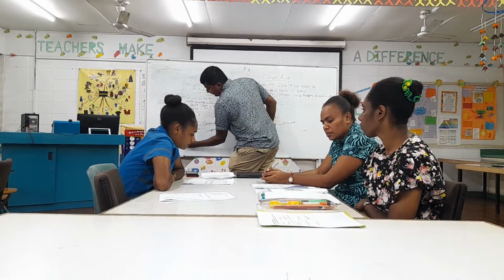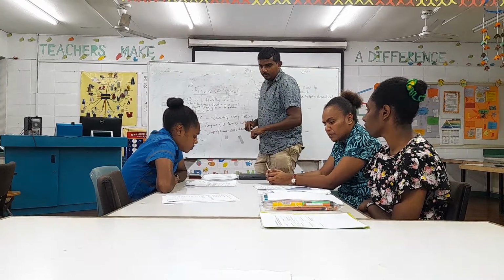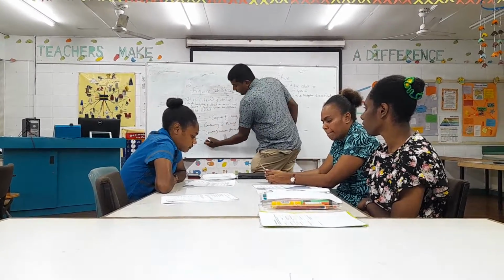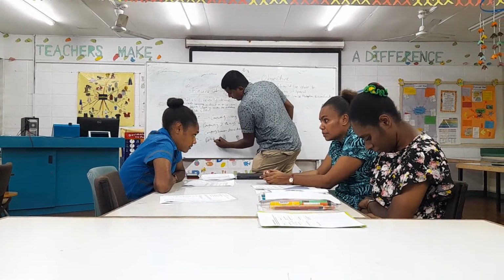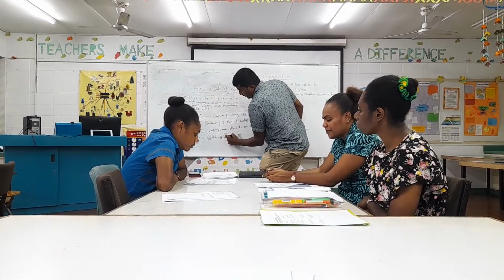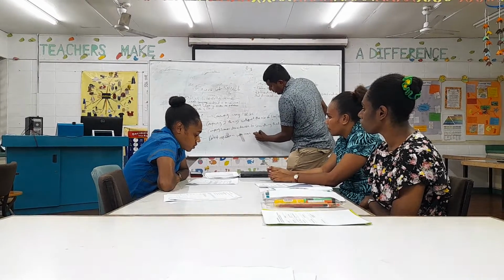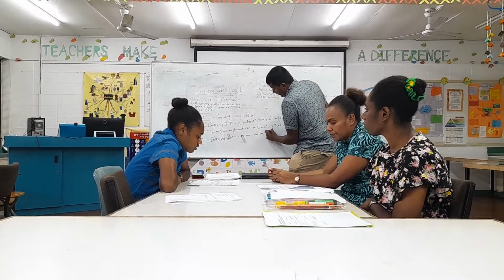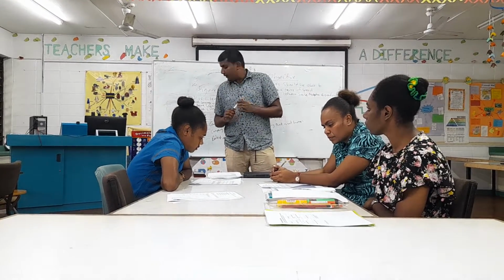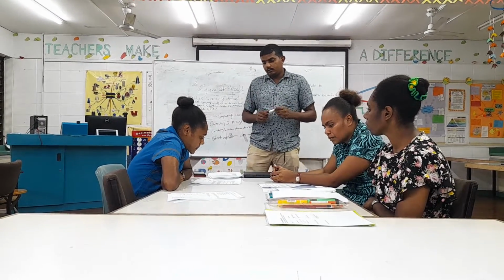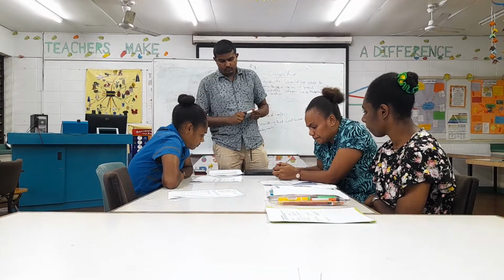Alliteration. What is alliteration? It is the repetition of initial consonant sounds in two or more nearby words. Alliteration example, anyone?